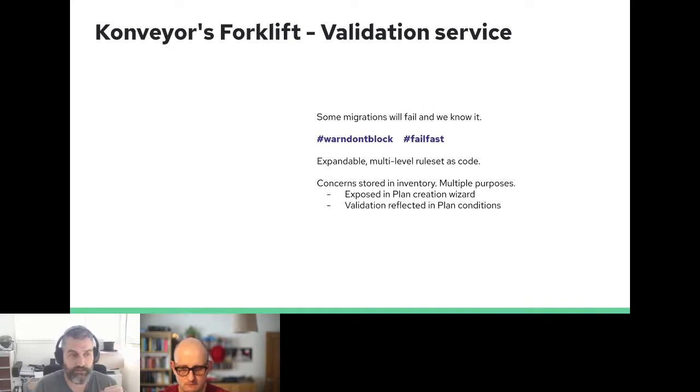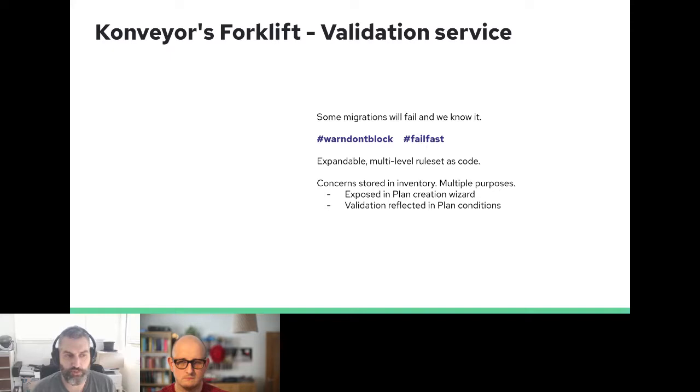And you will know exactly why we are warning you. The second one is the validation is reflected in the plan condition. If you're familiar with custom resources, when you reconcile, you can set conditions. In the plan controller, we also ask the validation service for the concerns of all the VMs of the plan, and we will reflect that. So if something is red, or will fail absolutely, we reflect that in the plan condition. Just a way for the user to have a warning also after the creation of the plan.